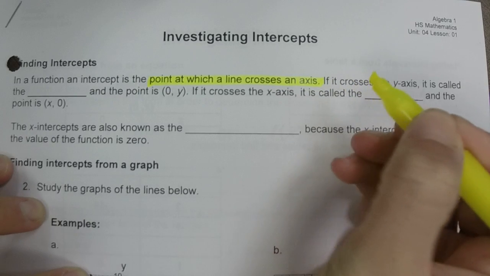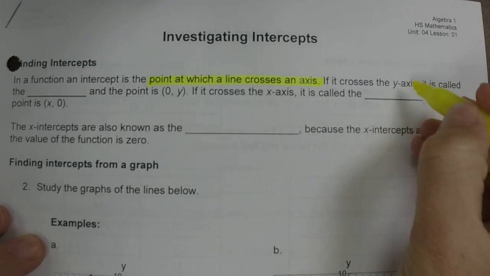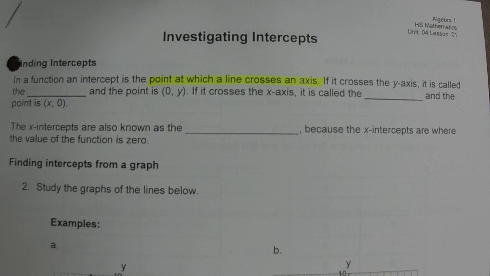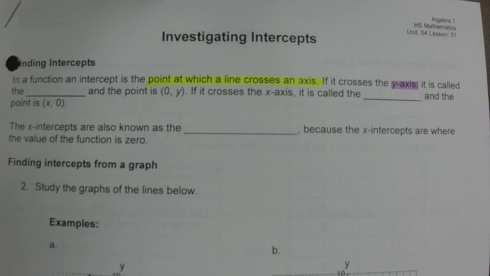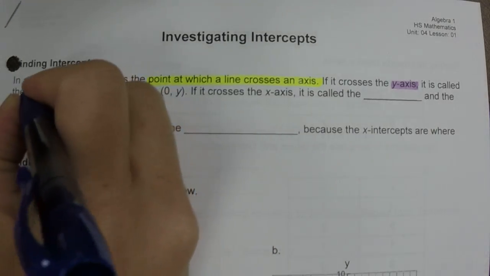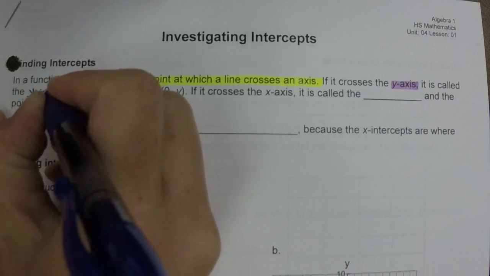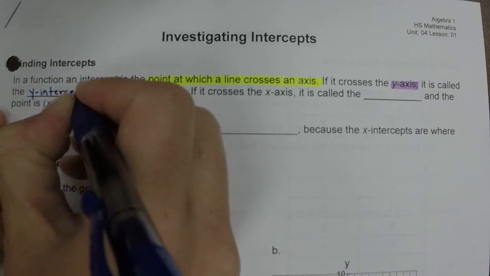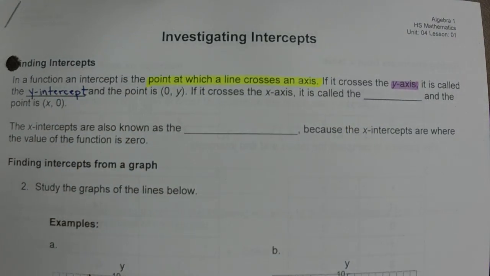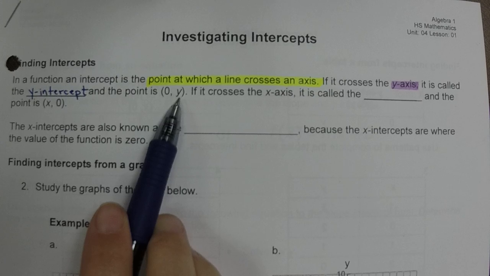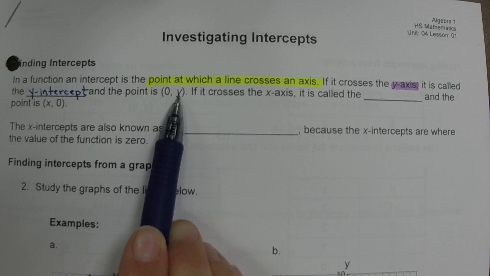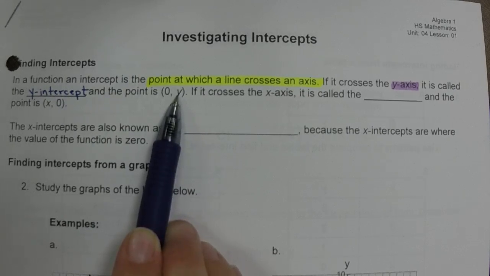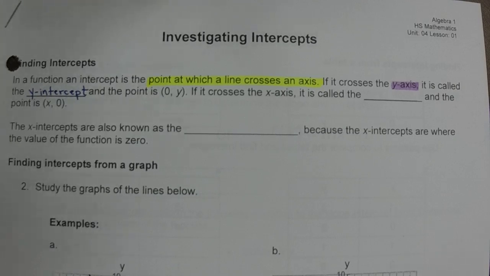We need to know that there are two different types. There's the y-axis, which is the one that goes up and down. That's our vertical one. And the intercept there is the y-intercept because it crosses the y-axis. The point is going to be (0, y). So if it crosses the y-axis, it's the y-intercept, and the number is going to be in the y spot on the ordered pair.